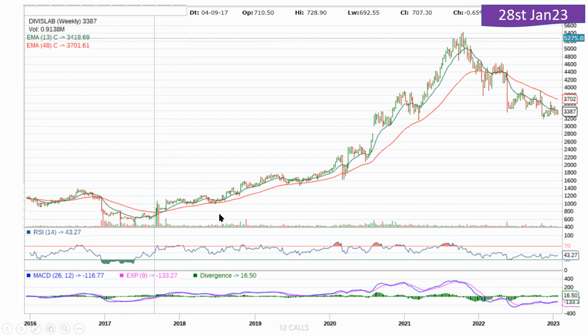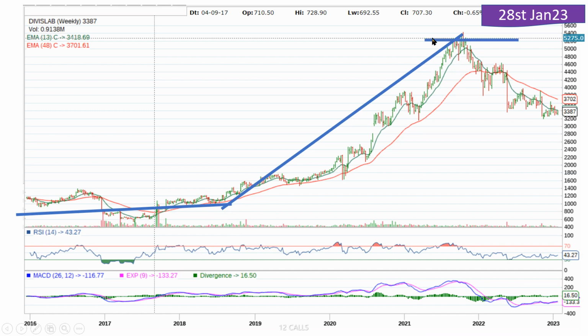This is DivisLab with around 8 years of data, and we'll plot one of the models that I've read recently. It's a stage model. It has stage 1, 2, 3, 4. So let's look into stage 1. This is the time when the share was mostly consolidating, and somewhere around 2019 onwards the share started making an up move. From a price somewhere around 1200 it went to 5,000 plus. So this is nearly a 5-fold jump in the price of the share.